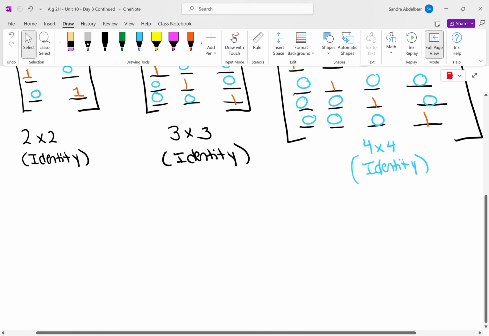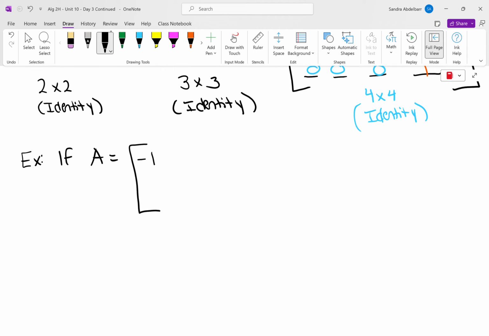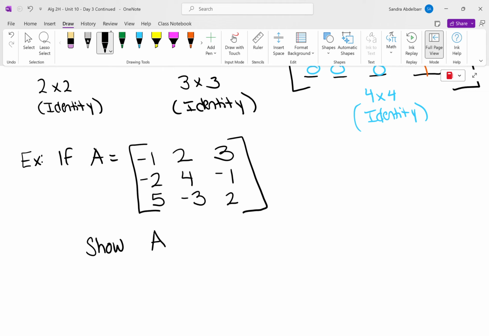All right, so let's say I'm going to give you an example. If A is equal to, first row is -1, 2, 3. Second row is -2, 4, -1. Third row is 5, -3, 2. I want us to show that matrix A times its multiplicative identity is equal to A.